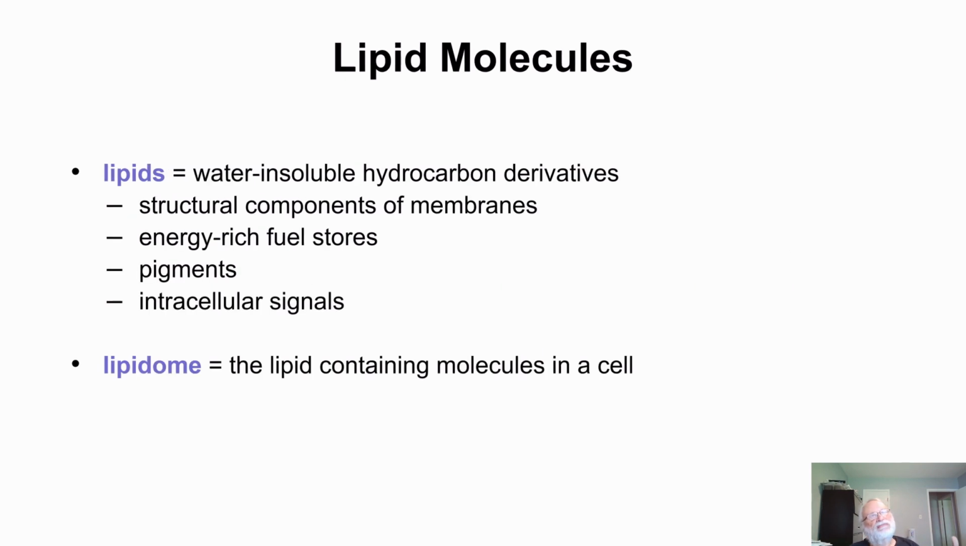Lipid molecules. Lipids are the last group of molecules we'll talk about. Lipids have water-insoluble hydrocarbon derivatives. They make up structural components of membranes. They're energy-rich fuels. A lot of pigments, like the red colors of cardinals and yellow colors of other birds, all come from some of these lipid-like molecules. And a lot of intracellular signals come from lipids. All the lipids in the cell are called the lipidome, and lipidomics is the study of all those.